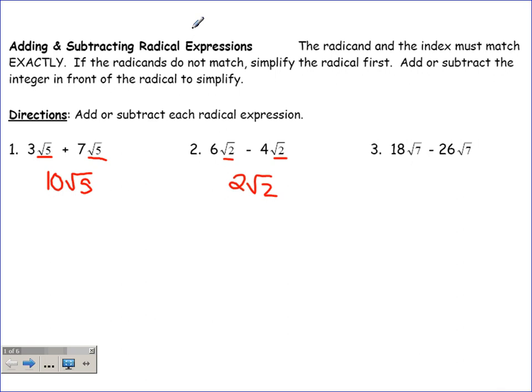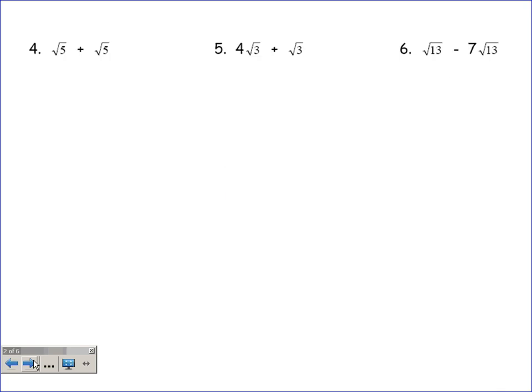So if we have square root of 7, square root of 7, it's the same thing. So all of a sudden I just say 18 minus 26 is negative 8 square root of 7. How many people have that for number 3? Raise your hands. Nice work. Awesome. We have square root of 5 and square root of 5. There's technically an understood that there's one of those and one of those. So if we were to add them together, we'd have 2 square root of 5.